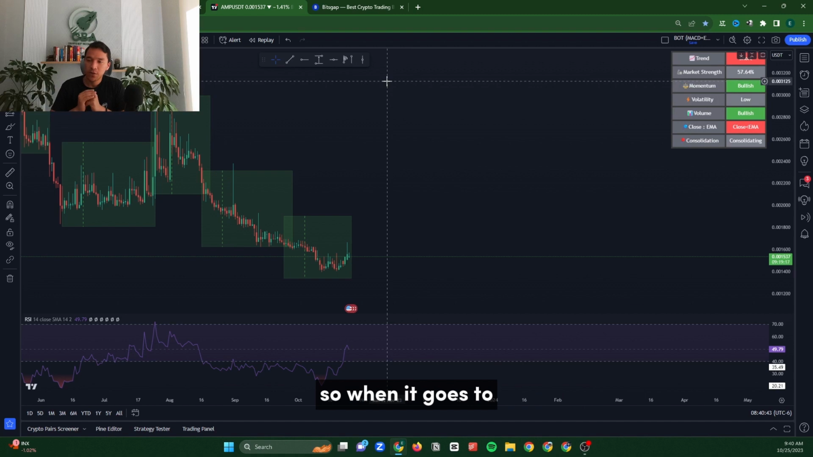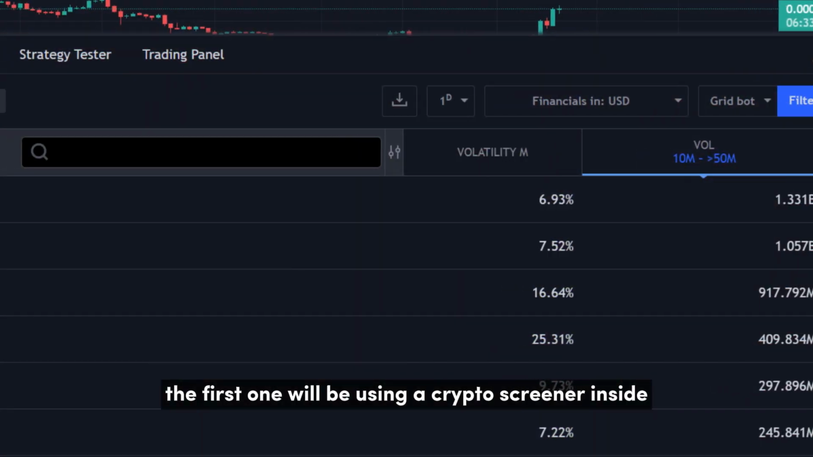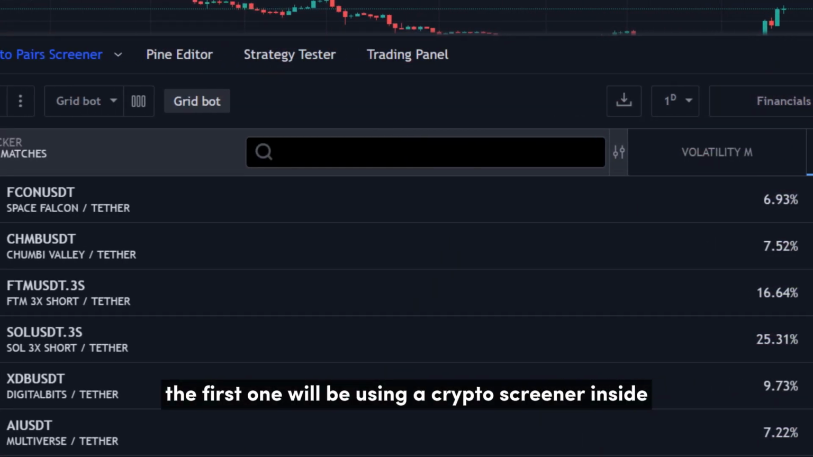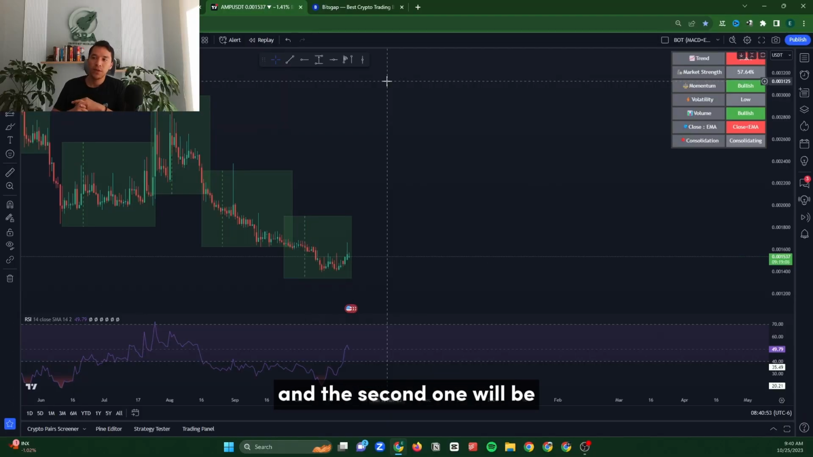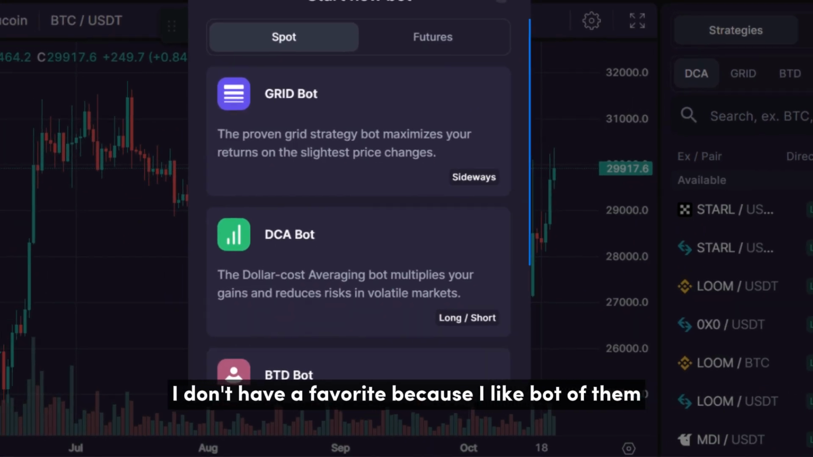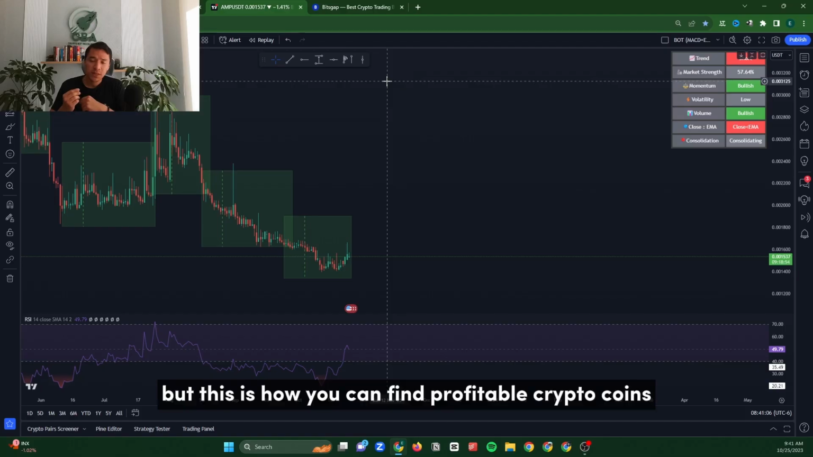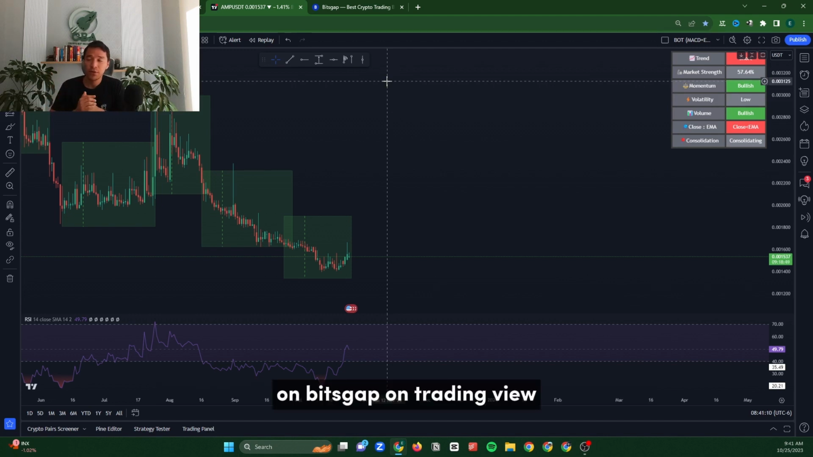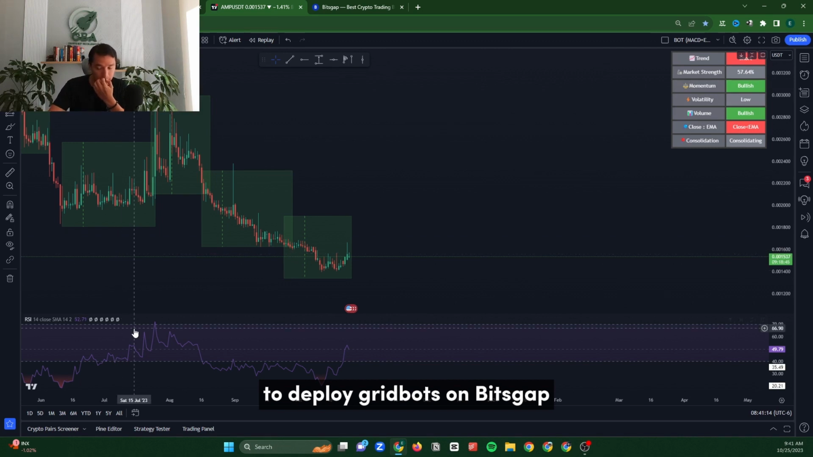So when it comes to finding the right cryptocurrency to trade, I like to do it in two different ways. The first one will be using a crypto pair screener inside TradingView, and the second one will be on Bitsgap itself. Both of them work very nicely. I don't have a favorite because I like both of them, but this is how you can find profitable crypto coins on Bitsgap and on TradingView to deploy grid bots on Bitsgap.